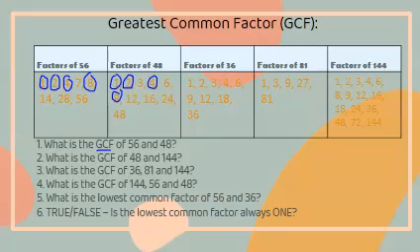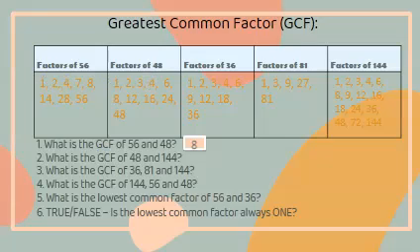So the common factors are 1, 2, 4, 8. Now what's the biggest, or what's the greatest common factor? The greatest common factor is 8. The same thing I'm going to do between 48 and 144.